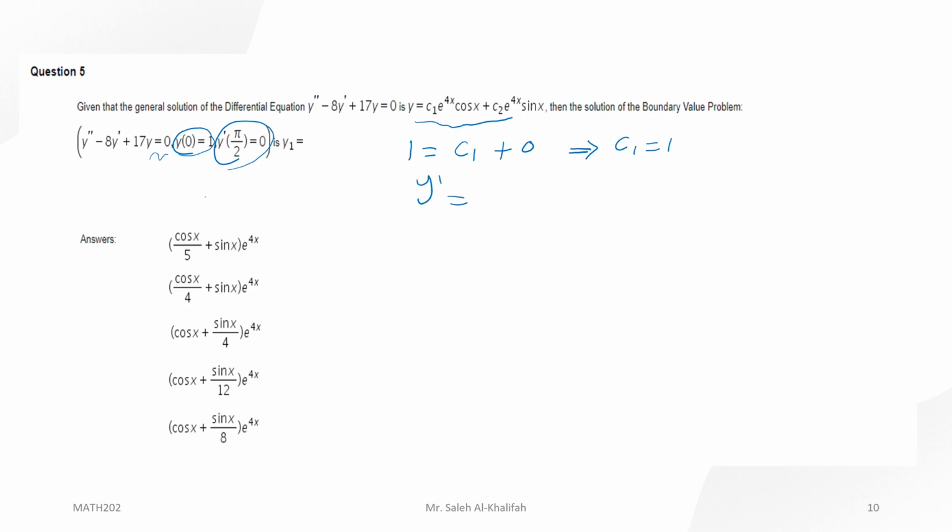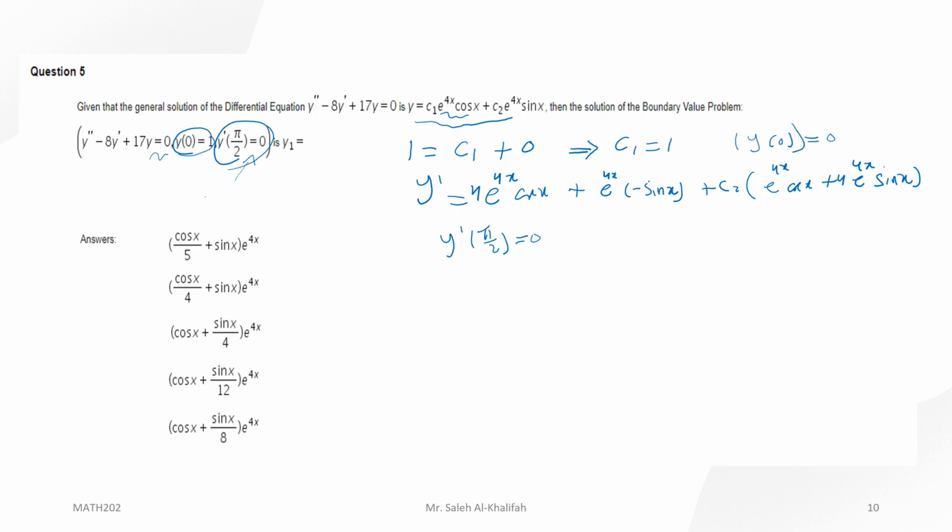Now we have to find y prime. راح يطلع لك product rule هنا, e to the power 4x ضرب 4 cosine of x plus e to the power 4x minus sine of x plus c2 e to the power 4x cosine of x plus 4 e to the power 4x sine of x. This is y prime. الآن نعوض بالكونديشن هذا. y prime of pi over 2 equals 0. طيب, نعوض, راح يطلع لنا 0 equals 0 minus e to the 2 pi plus c2 times 0 plus 4 e to the 2 pi equals 0.